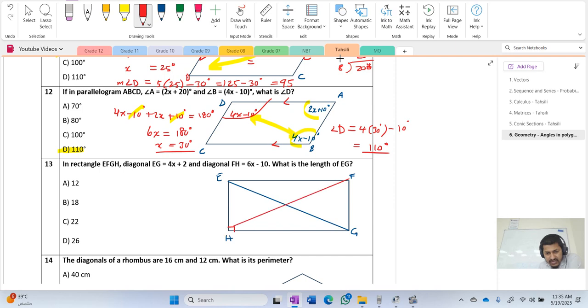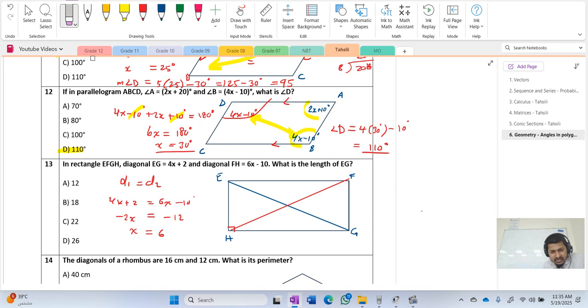What is the length of EG? EG was 4x plus 2. So line EG is 4x plus 2. 4 times 6 plus 2, 24 plus 2, which is 26. So the answer is D here. I hope you guys are understanding and enjoying the video and building up on your knowledge. Let's move on to question 14.